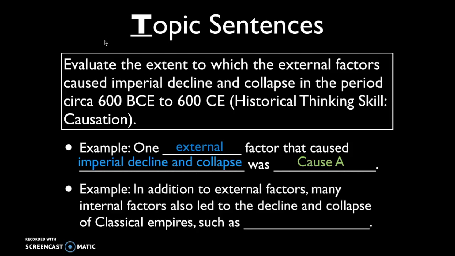Again, we may get to then some later qualifying body paragraphs where it's important to then make that transition. So for example, in addition to the external factors, many internal factors also led to the decline and collapse of classical empires, such as, cause B. Maybe it's the growing gap between the rich and the poor that is going to lead to these internal rebellions. What can you prove? Where's your evidence, huh?